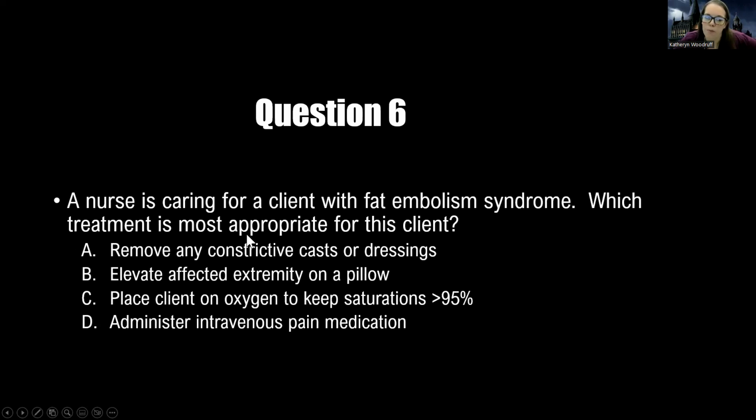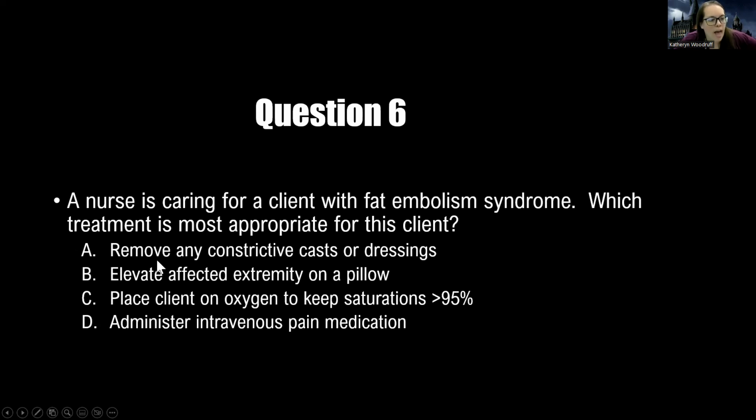It says most appropriate. It's really asking what's most specific, what's going to be most helpful, what's going to be most direct. So I have something going on with the fracture. It's a fat embolism. When I hear embolism, I think of pulmonary embolism, but it's fat. So there's fat floating around in my body. What's going to be most appropriate?